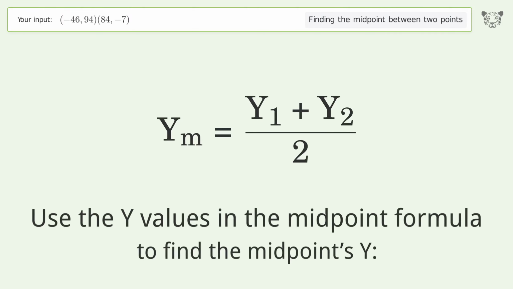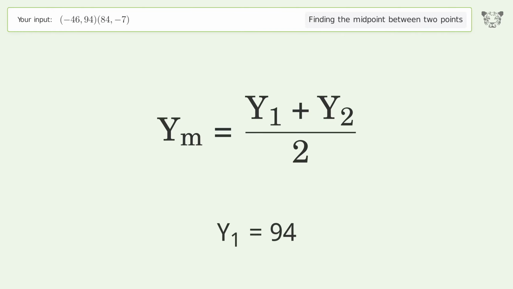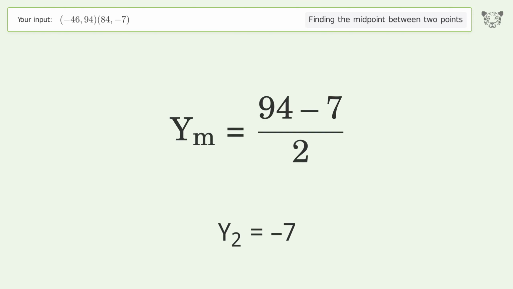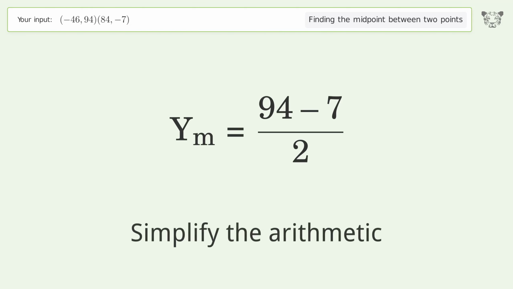Use the y values in the midpoint formula to find the midpoint's y. y1 equals 94. y2 equals -7. Simplify the arithmetic.